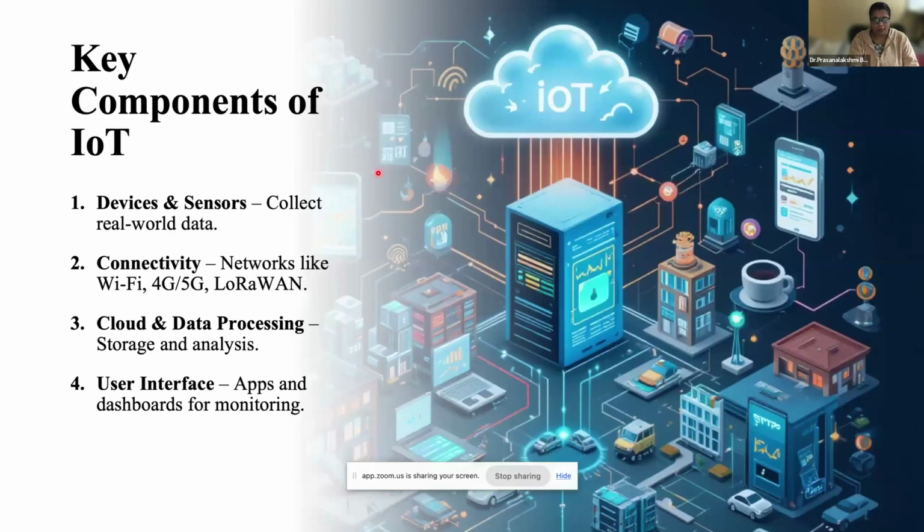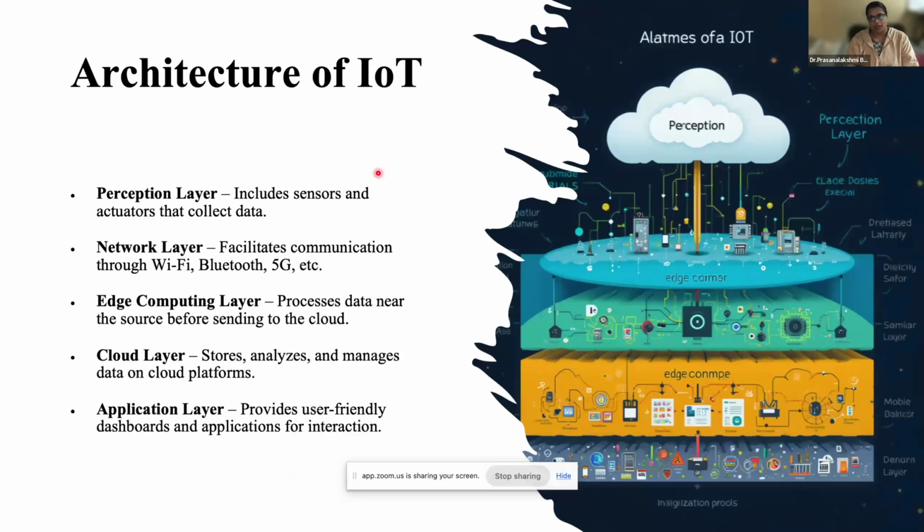So as we told, the key components of IoT, again recalling it: devices and sensors, connectivity, cloud and data processing. Finally, it is user interface. Coming to the technical part, what is the architecture of it? You say that your data is collected, it is put somewhere through the communication channel to the cloud, it is processed there, and your output is visible. Okay, everything is fine. But what happens actually internally?